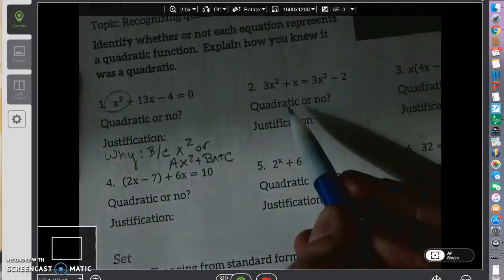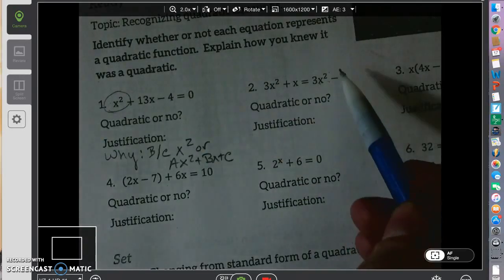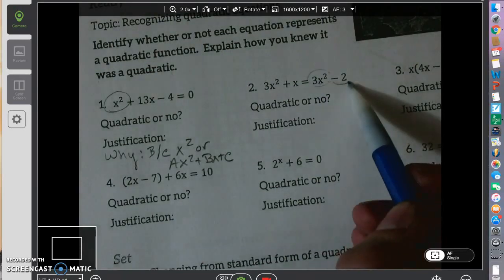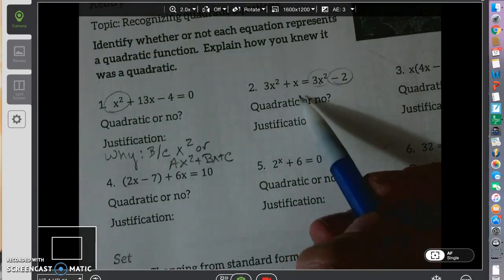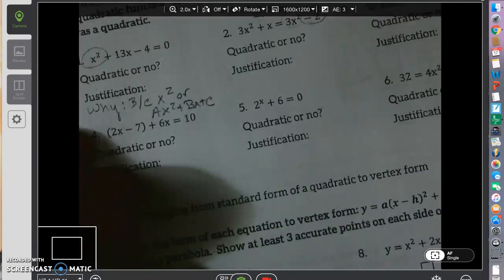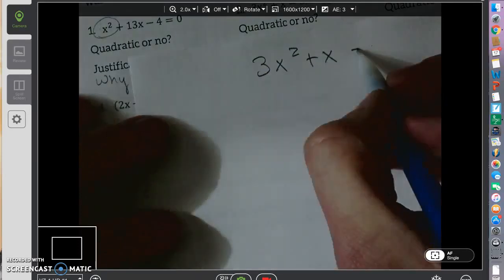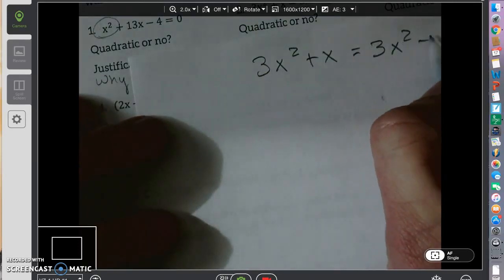Number 2 is a little bit more interesting because yes, there is an x squared, but you always have to have all of your numbers and letters on the same side of the equal sign. So we have to bring these to this side. You have to do a little bit of math. So it's going to be 3x squared plus x equals 3x squared minus 2.